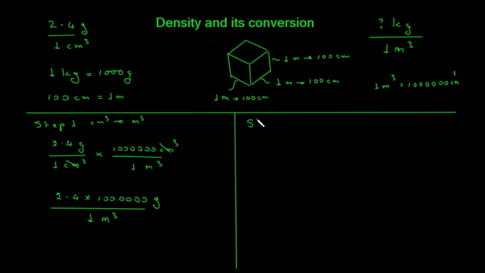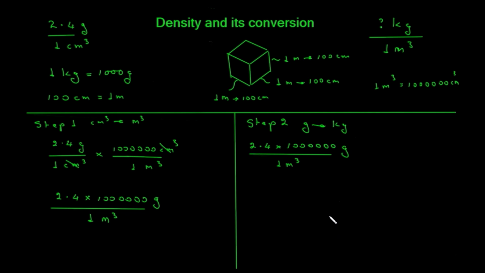Now step 2. We've done the volume, we now need to do the weight. We need to do grams converted to kilograms. This is our end point here, which is our starting point over here. So we have 2.4 times 1 pair, 2 pair, 3 pair grams, all over 1 cubic meter. See, that is that. The end point of this one is the starting point of this one.